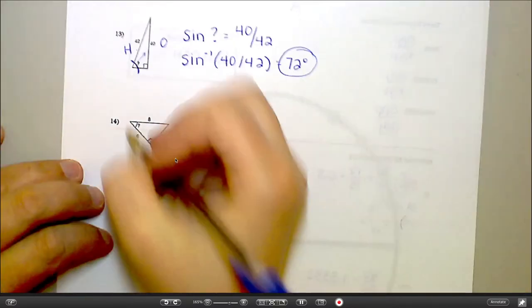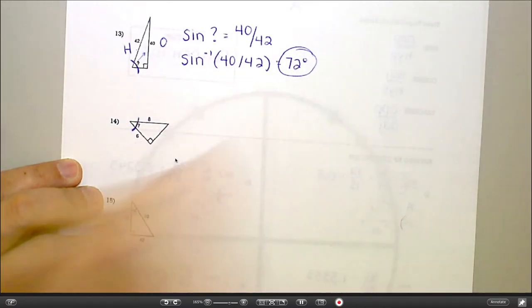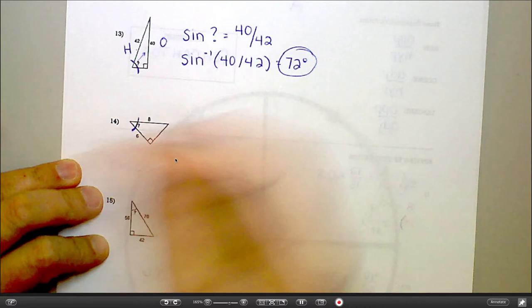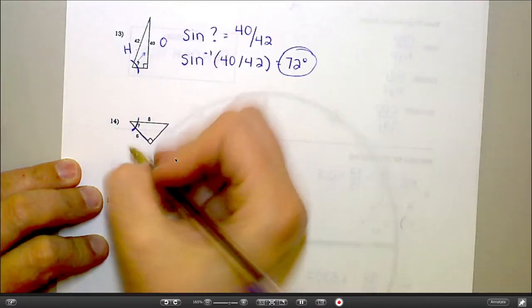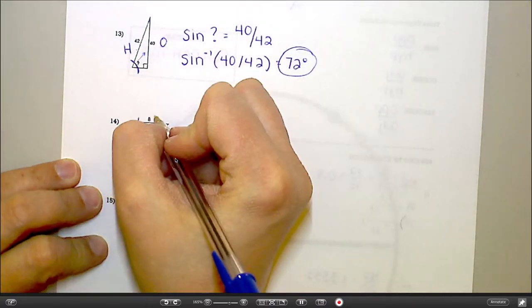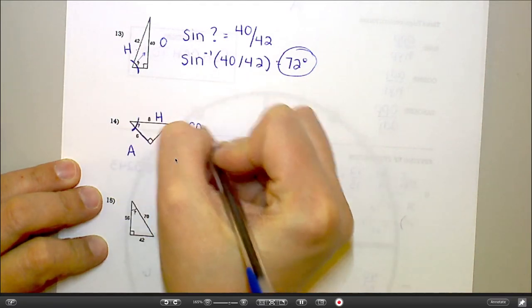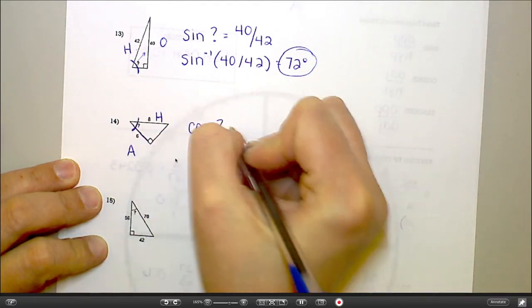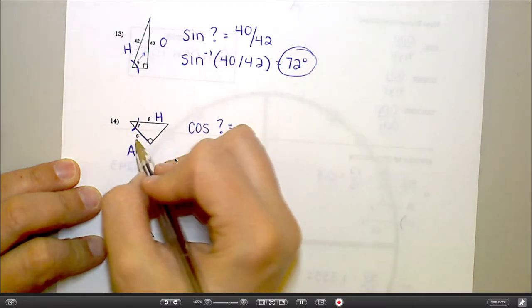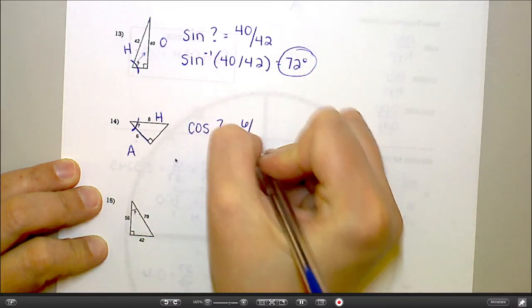Okay, so what trig ratio am I using in this next one? Do you know yet? Yep, from this angle, the 6 is the adjacent, and the 8 is the hypotenuse. So I'm going to say cosine of my question mark angle is equal to adjacent over hypotenuse, which would be 6 over 8.